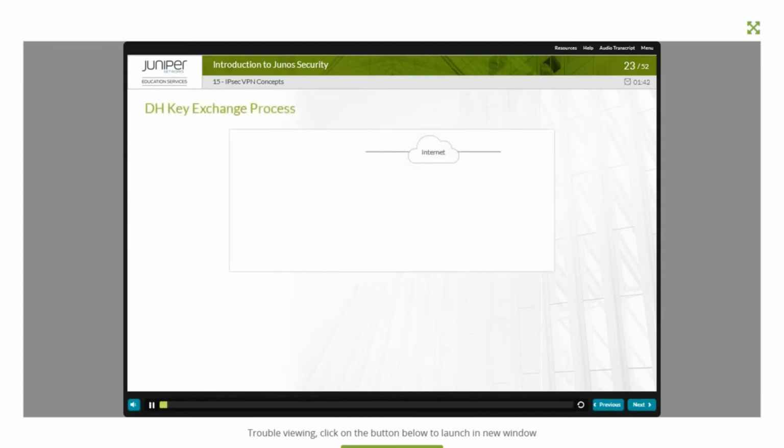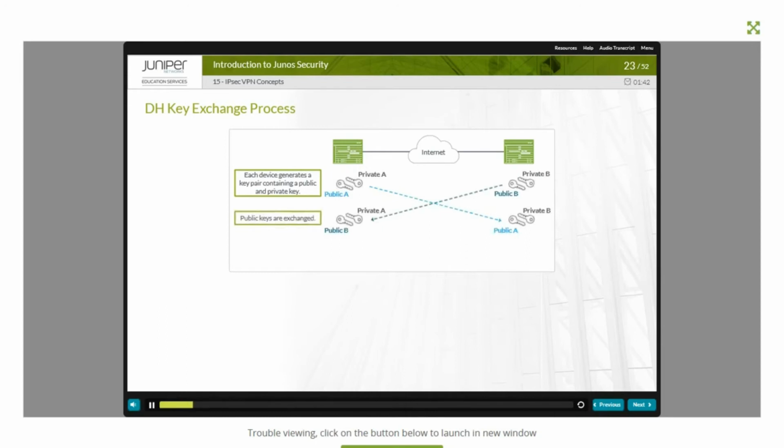Using the same DH group, each device creates unique public and private keys. The public key values are exchanged across the network. Each peer then computes a common session key using its local private key and the received public key through the DH algorithm. The session key itself never passes across the network.